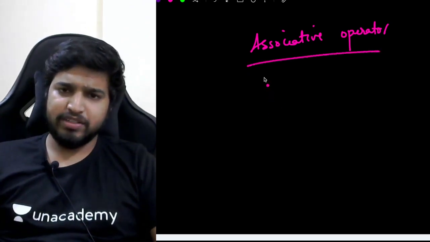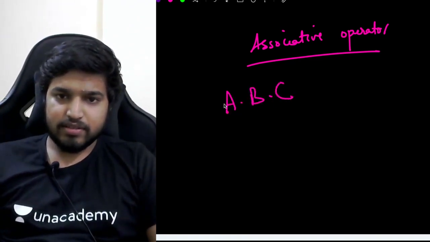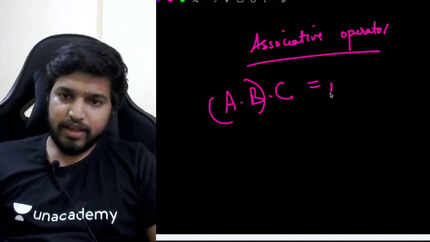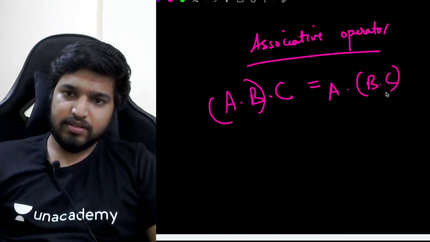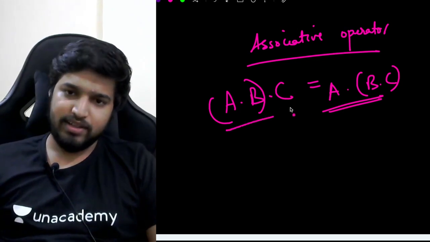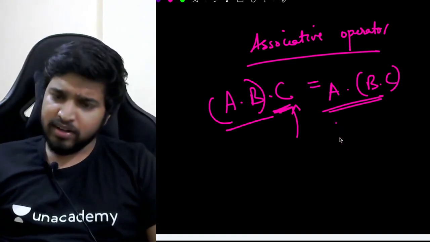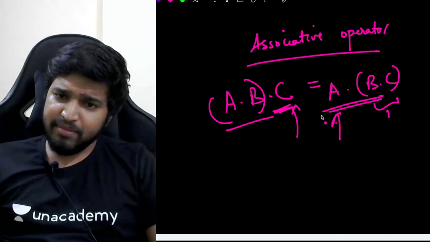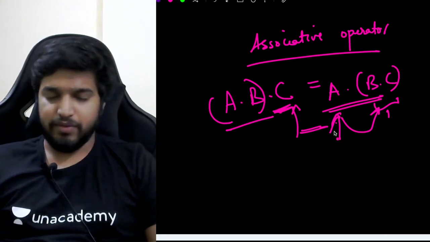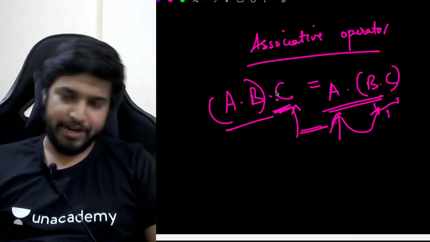So what is an associative operator? (A.B).C is equal to A.(B.C). Meaning, the order in which you compute does not matter. If you compute A and B first, and then do it with C, whatever that operator is, or do B and C first, and then do A with whatever that result is, and both are equal for all possible elements in the domain, then you can call that operator an associative operator.